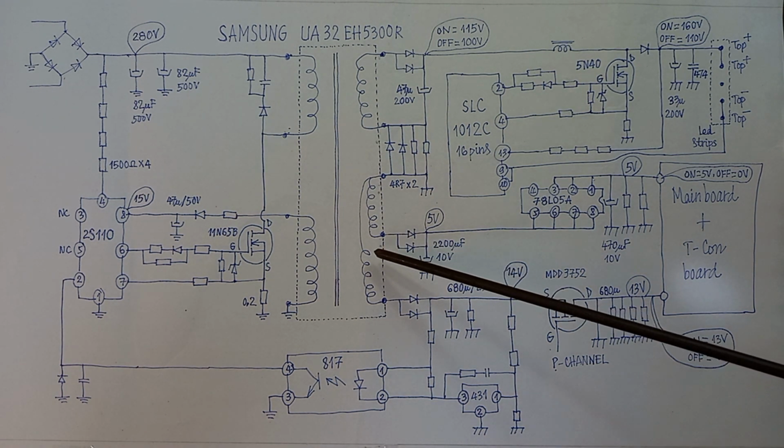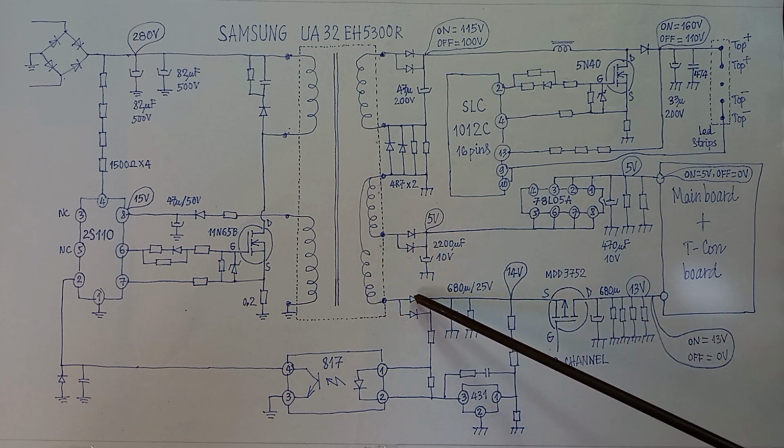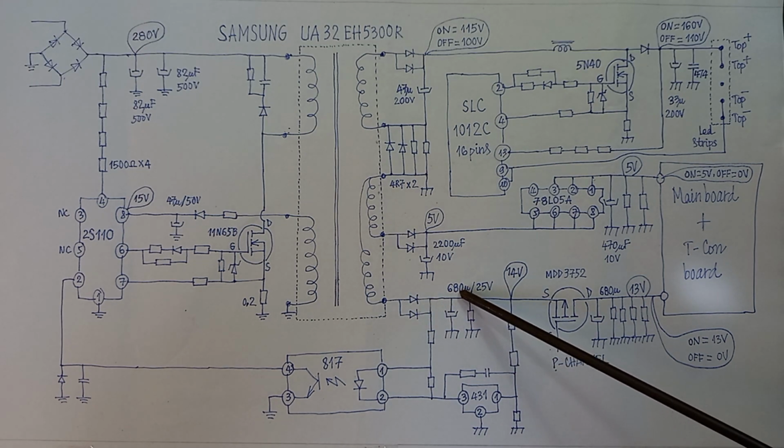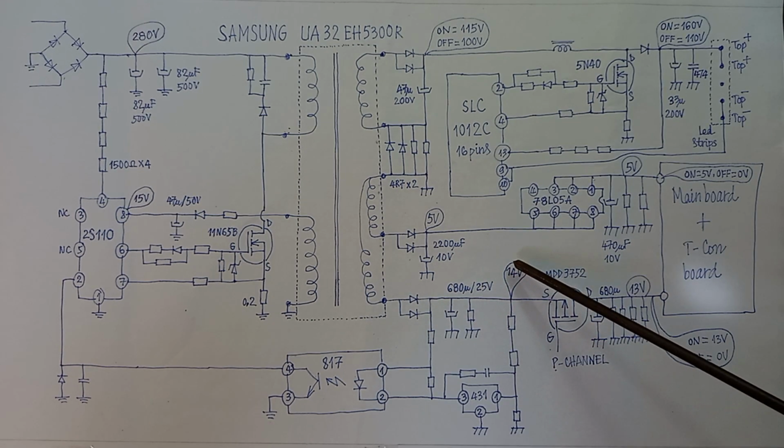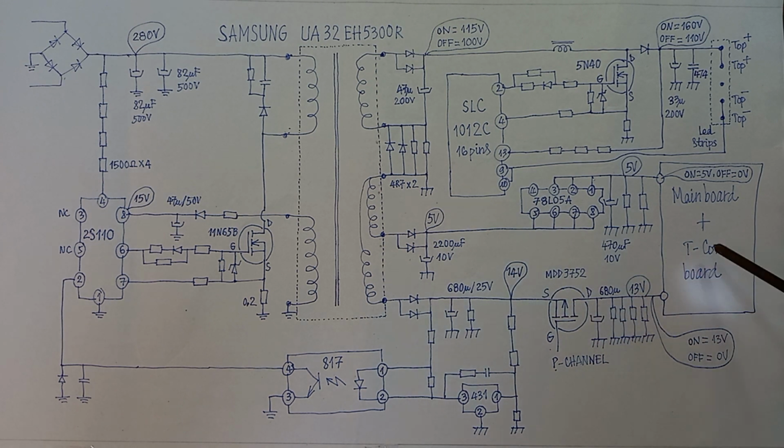Now, let's see the coil. The two diodes will rectify the voltage 14 volts to supply for the T-con board.